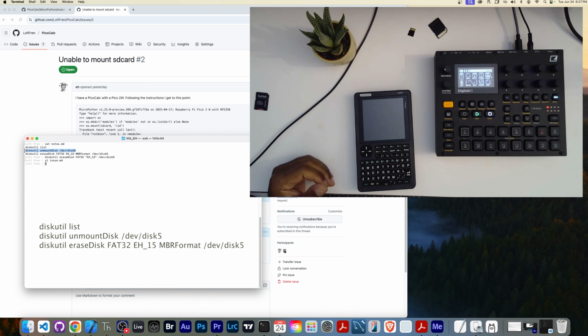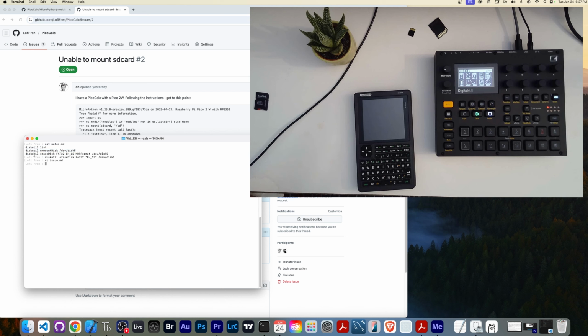So diskutil unmountDisk with capital D. After that, it'll say unmount successfully. Then we'll do diskutil eraseDisk FAT32, still important. EH15. No, you don't have to do that. You can put whatever in that spot. Very, very, very important to overcome your issue: MBRFormat and your disk name. After that, you're essentially resolved. You can pop out your disk, hit the eject button, and you will be good to go.